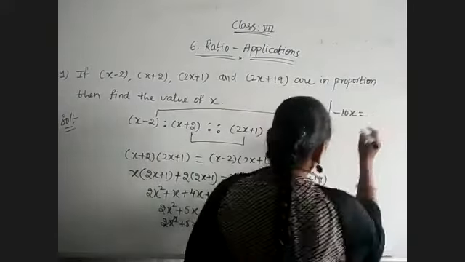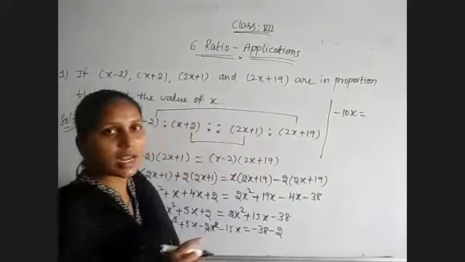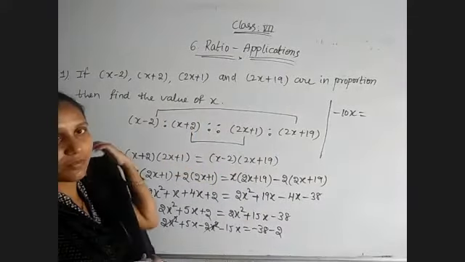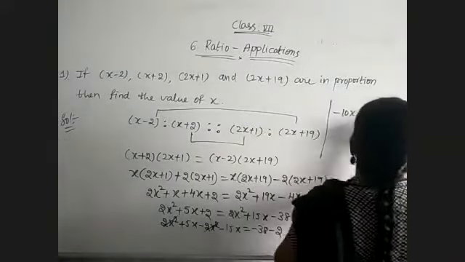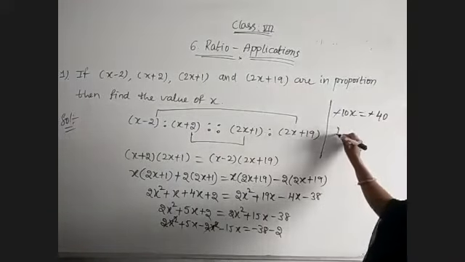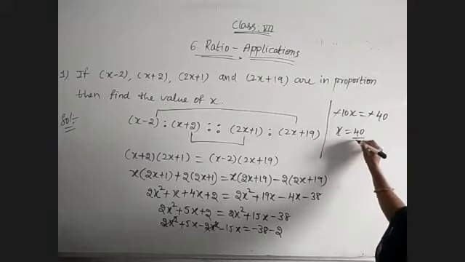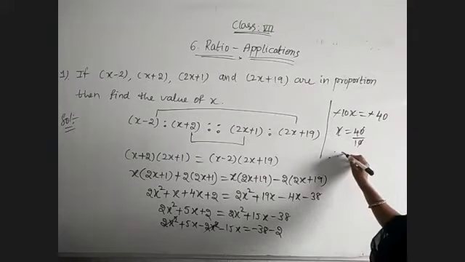is equal to, here both are negative integers. So addition we must do. 38 plus 2 is 40. But both are negative, we will get minus 40. Both sides minus will get cancelled. Then x will be equal to 40 by 10. So 0, 0 will get cancelled. x is equal to 4.